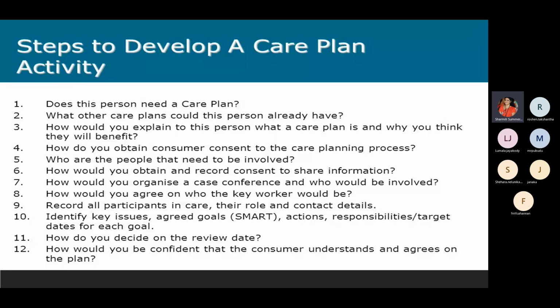So case conference means it's a kind of case presentation. So if you are going to present about your patient, who are the people you need to involve? So why are we having this case presentation or case conference? It's like creating awareness for other people.